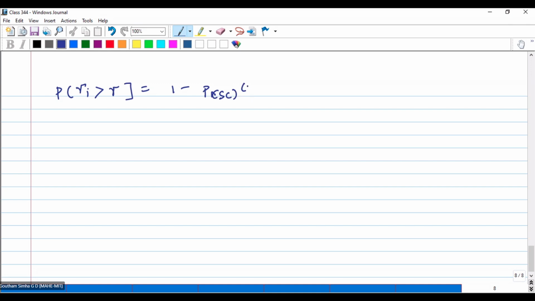Okay, the outage SC with respect to gamma is equal to what? 1 minus of 1 minus e to the power of minus gamma by gamma bar, whole to the power of M. Okay, from the CDF, differentiate and you will get the PDF.